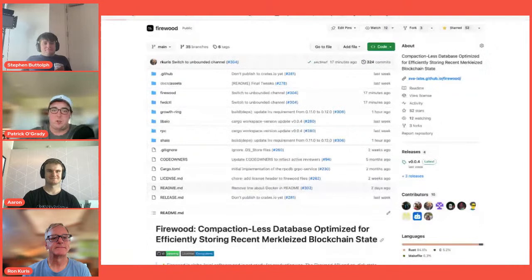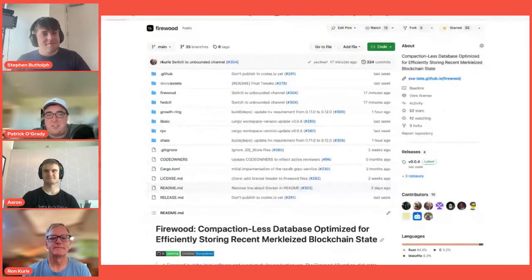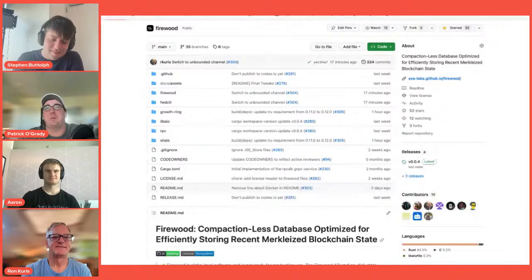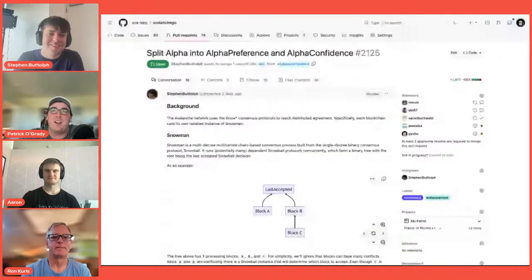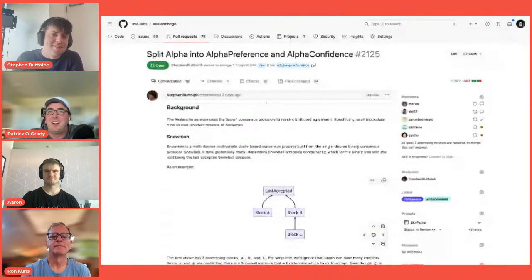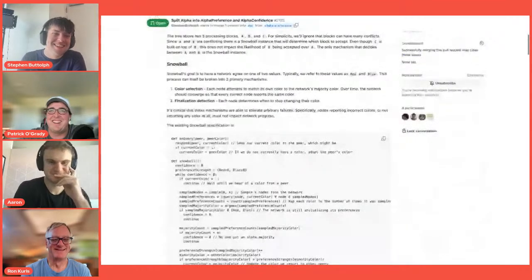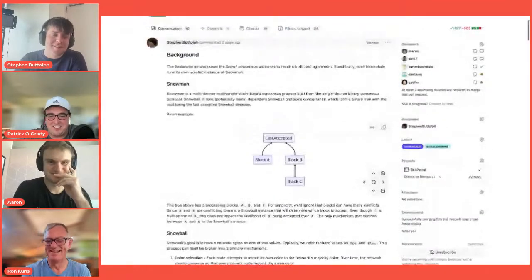All right, cool. So the next one is something that Steven has been working on for some time now. And if you're looking for an example of what a perfect PR description looks like, look no further than PR 2125 in AvalancheGo, which has the most I've ever seen Steven write. So, Steven, I'll turn it over to you.